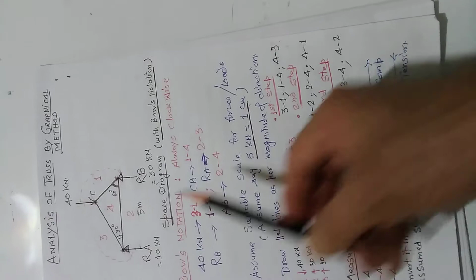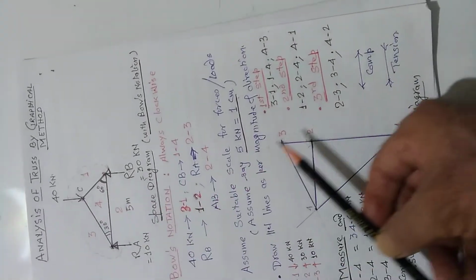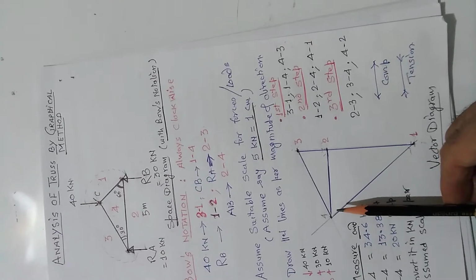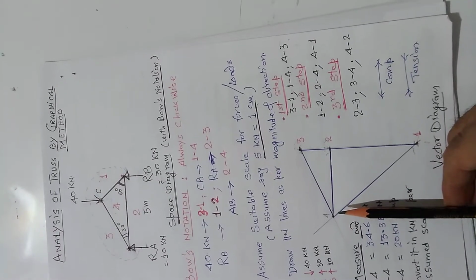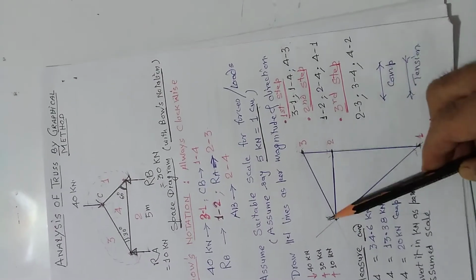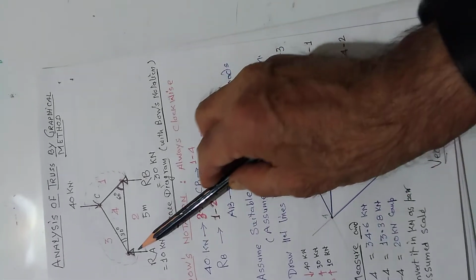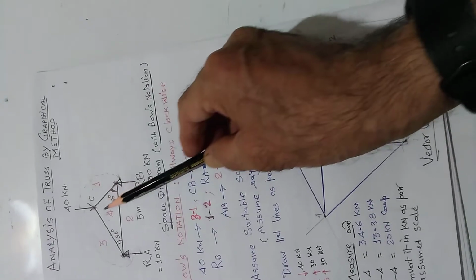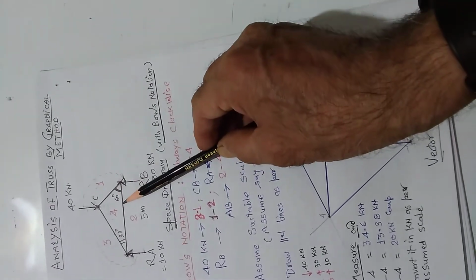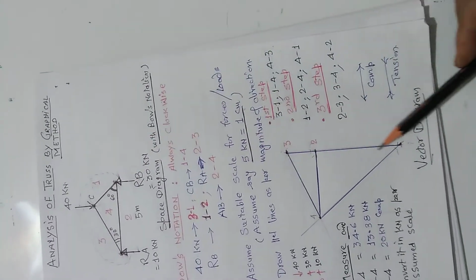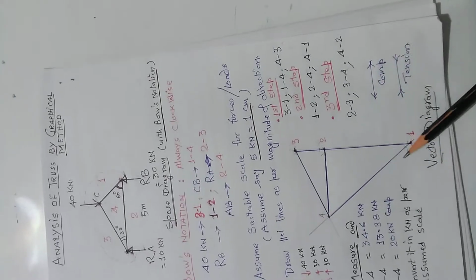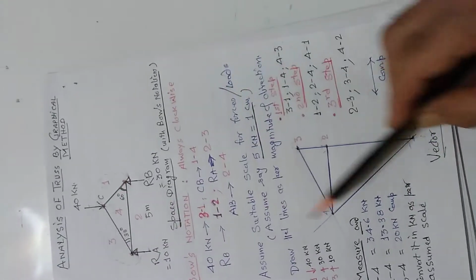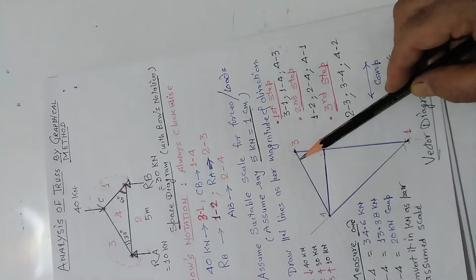And similarly, from 3 also draw a line parallel to this. It will cut somewhere, we write this as 4. Measure this 3 4. 3 4 means you will get this member. Measure this line again, which is 1 4. You measure this, you will get the force in this member.